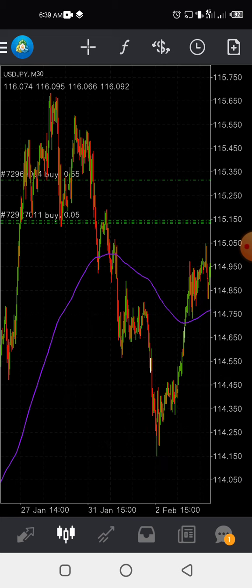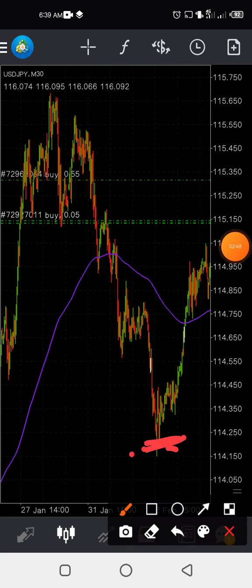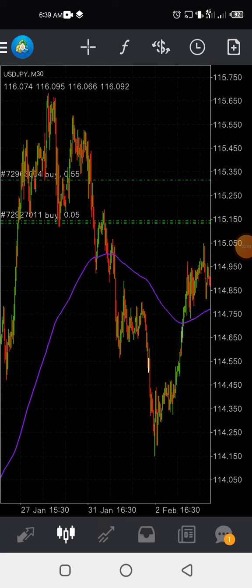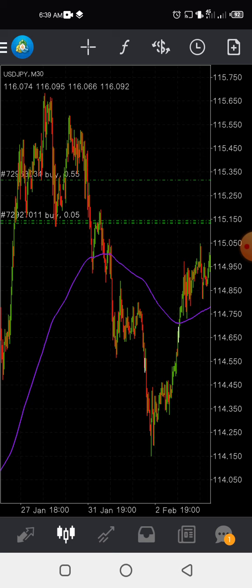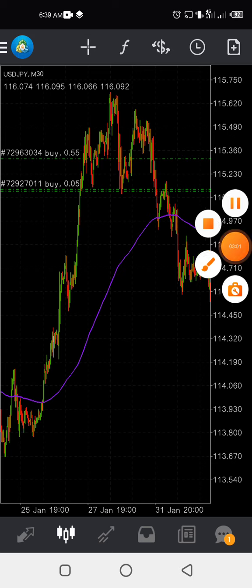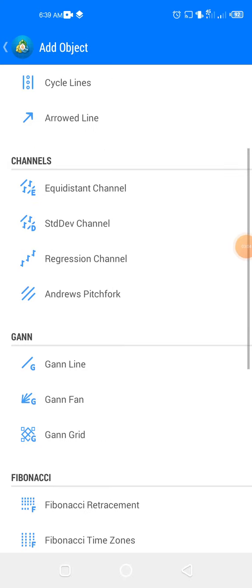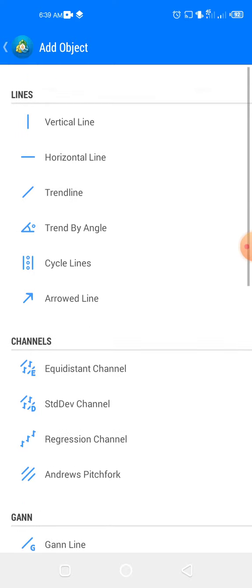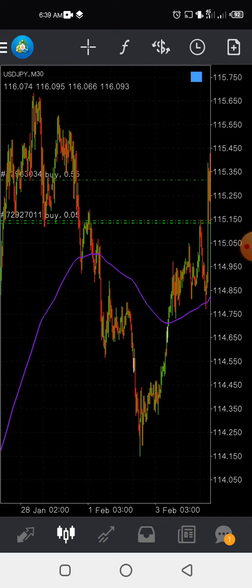And why do you determine this? It's going to be your resistance point. You should have seen the market bouncing from here by checking this side. So the higher highs and the lower lows, basically I'm trying to give you basic knowledge. Let me give you a rectangle here, this area.